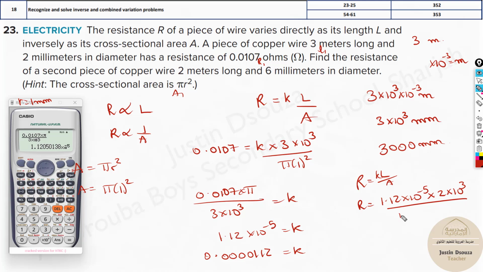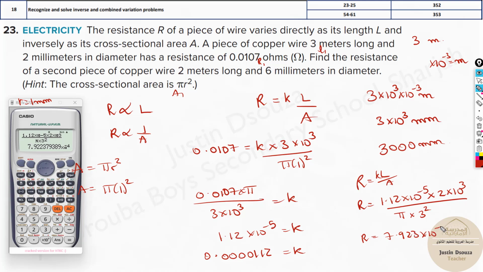Divided by the area. This time it will be pi into the diameter, so 3 squared. That is the area, pi r squared, where the radius is 3. So all you need to do now is type it out. Type this entirely accordingly. Make sure you can use this as 10 to the power 3, or you can directly type 3 over here. Both are the same. Now just press equal to.